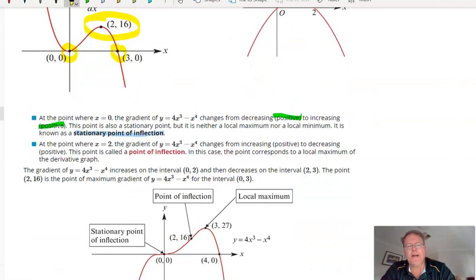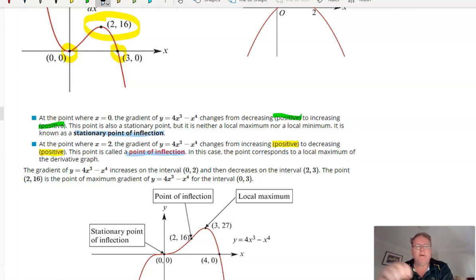So we've got the gradient changing from increasing positive to decreasing positive. So it's still positive, but it's going from increasing positive to decreasing positive. And we call that a point of inflection. So there's a difference between a point of inflection and a stationary point of inflection, and it's really important that we can tell the difference.